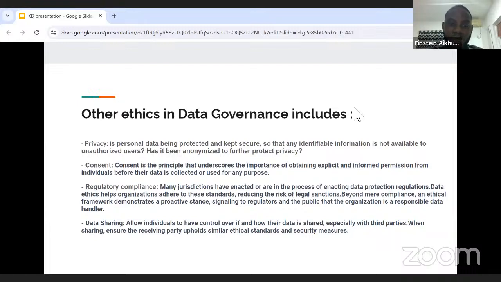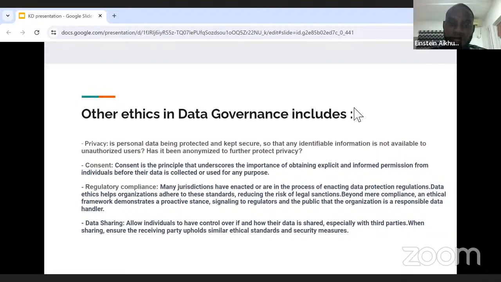Consent is the principle that underscores the importance of obtaining explicit and informed permission from individuals before the data is collected or used for any purposes. We all know how consent works. Our organization has to obtain your consent on how they will use your data and what they use your data to do. The next outline is regulatory compliance.